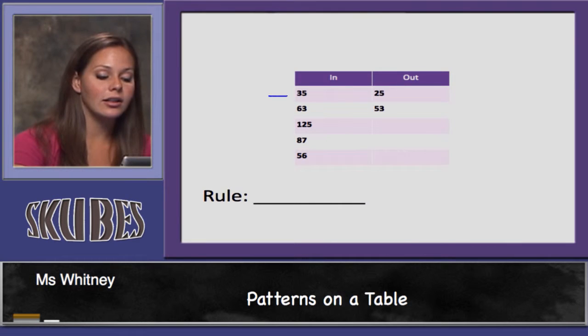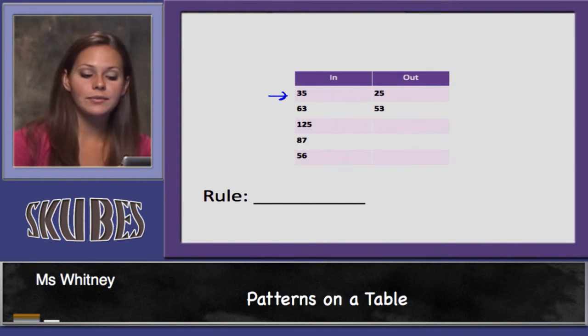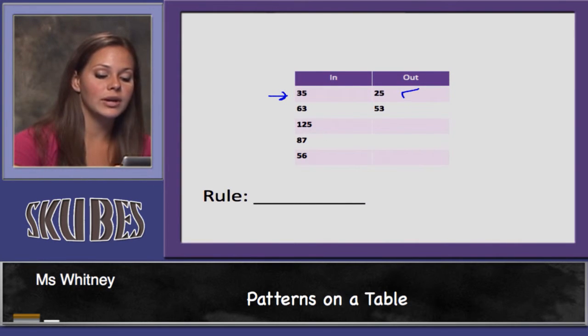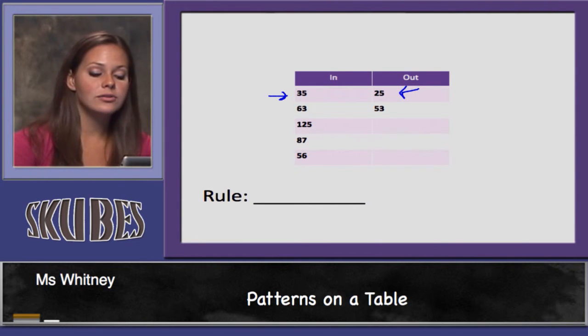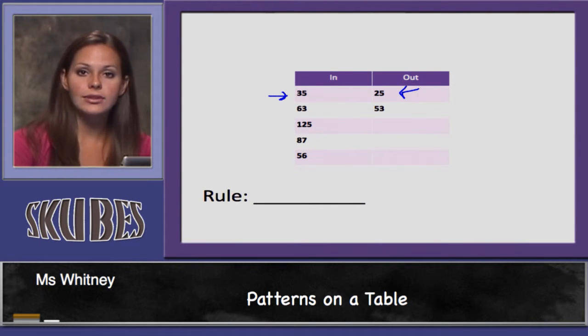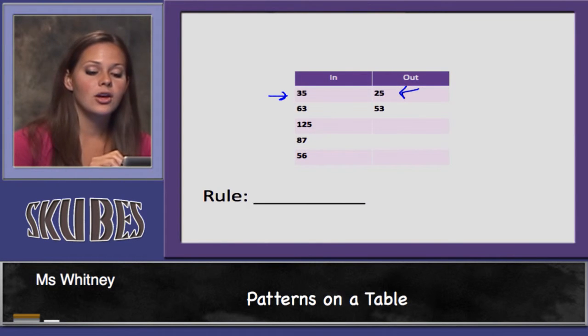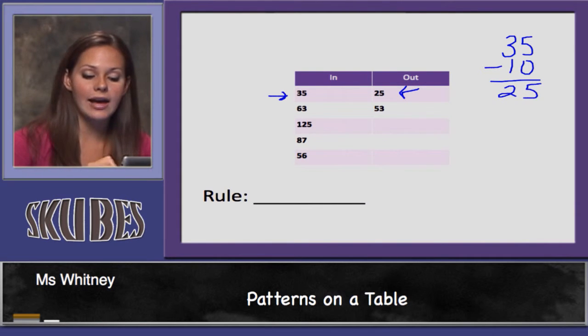In our in column, we have 35. In our out column, we have 25. We need to ask ourselves, how do we get from 35 to 25? If I have 35 and I take away 10, I'm left with 25. Let's go to the next row.